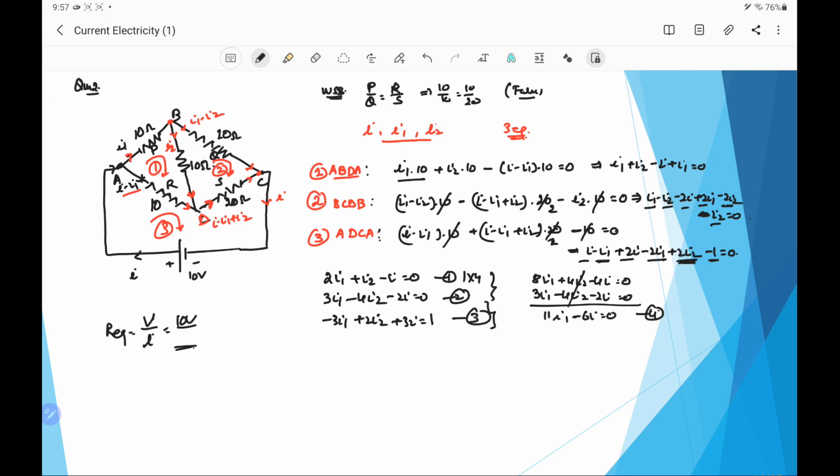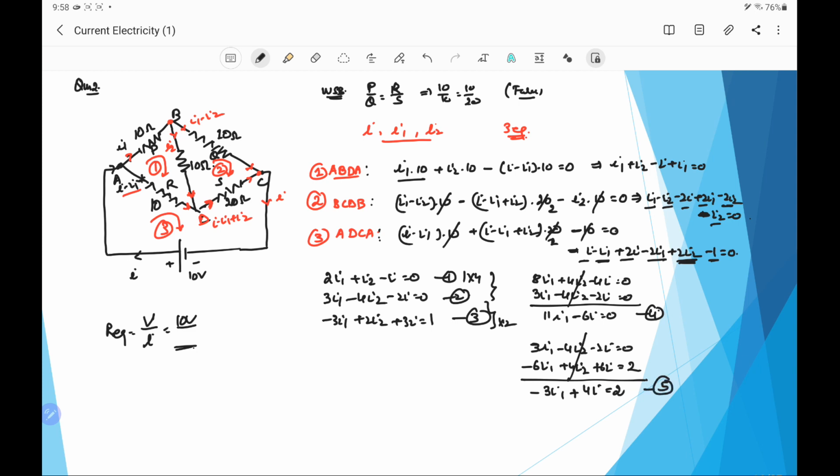Now we use equations number 2 and 3 to eliminate I2. So for this we multiply equation number 3 by 2. So the equation will become 3I1 minus 4I2 minus 2I equal to 0, and this, on multiplication with 2, becomes minus 6I1 plus 4I2 plus 6I equal to 2, and adding, I2 will be cancelled, and it is minus 3I1 plus 4I equal to 2. This is equation number 5.